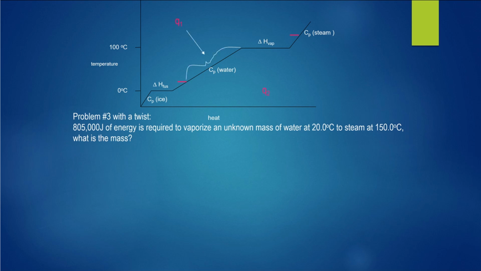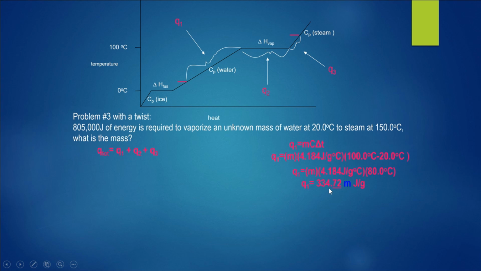Just as before, first step, we're going to need to find out how much energy is required to bring the temperature of water up to its boiling point. Then we'll need to vaporize it. And finally, we'll need to bring that mass of water, or steam now, up 50 degrees Celsius. So this time, we're looking for M, not necessarily Q. So we're solving for M in terms of Q.